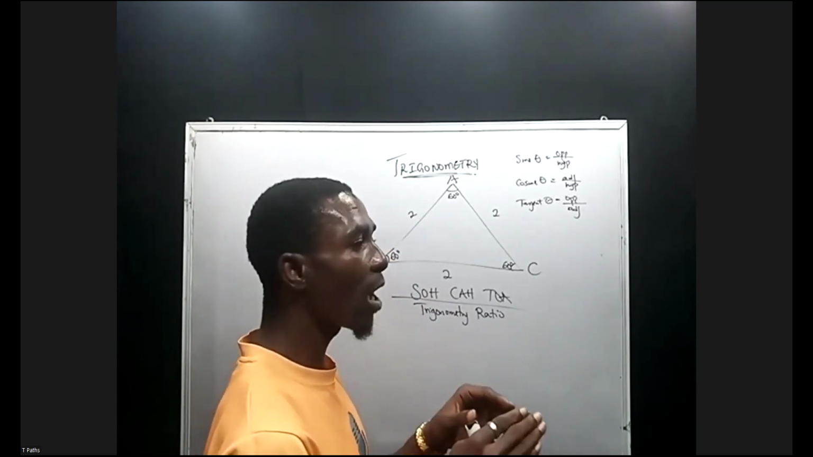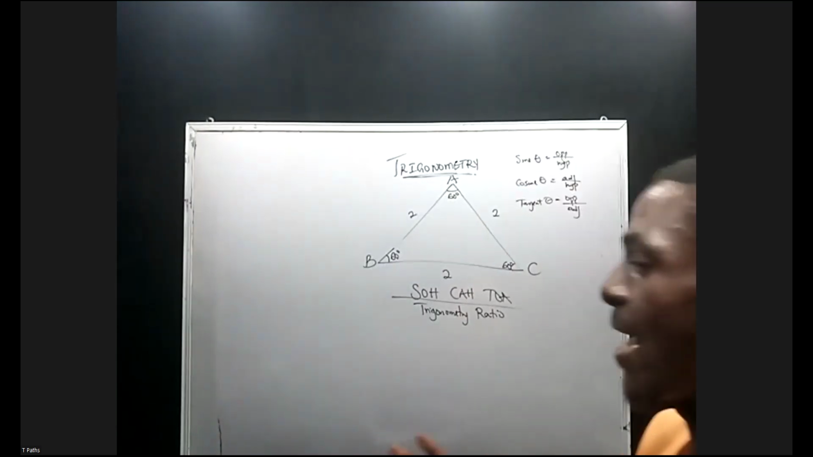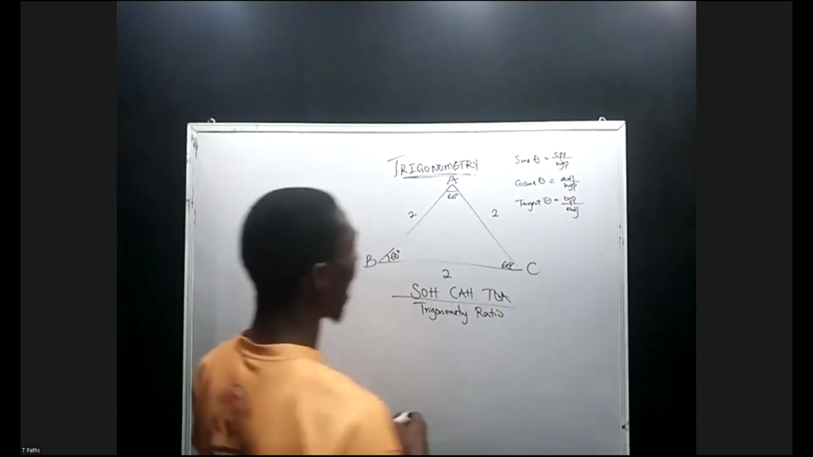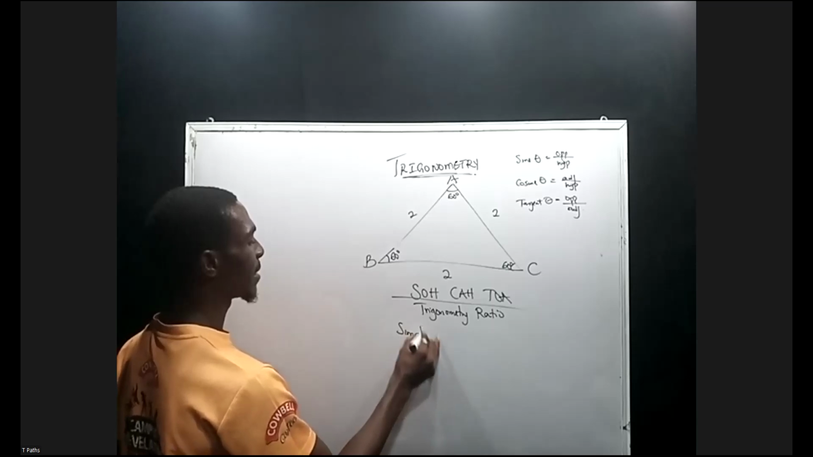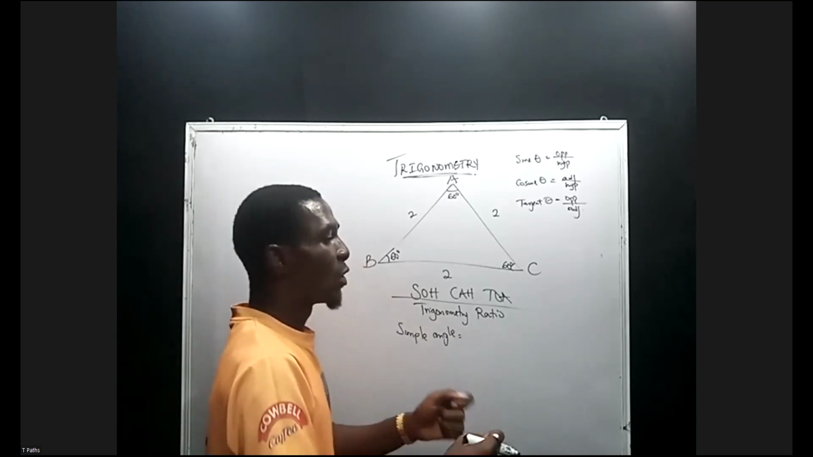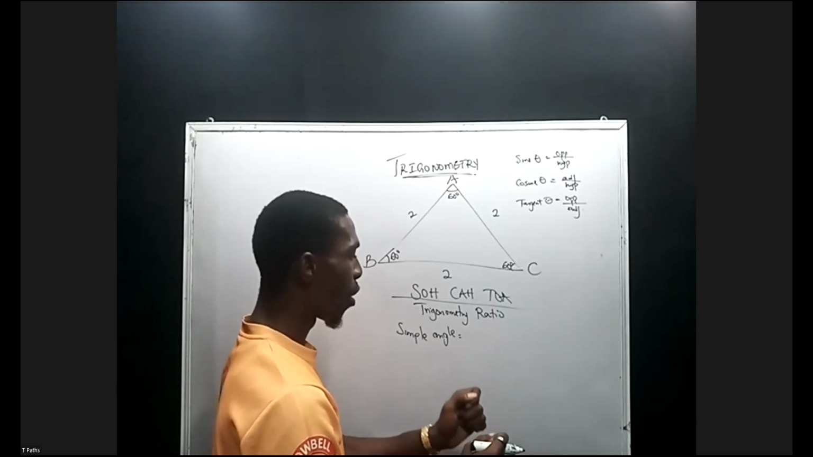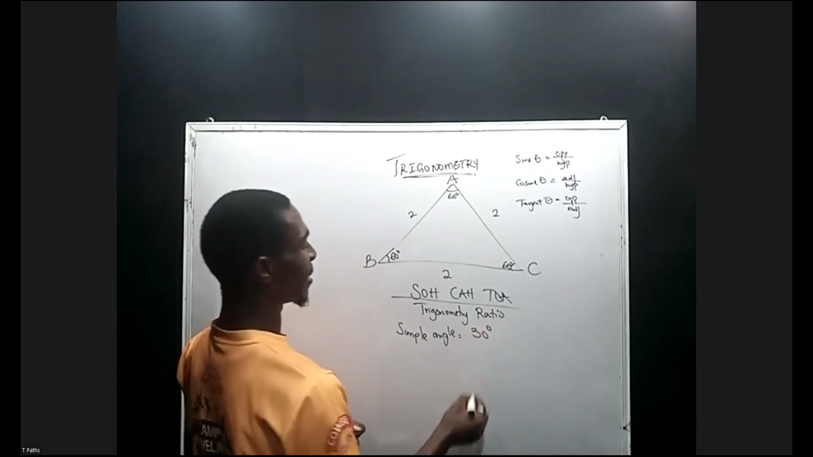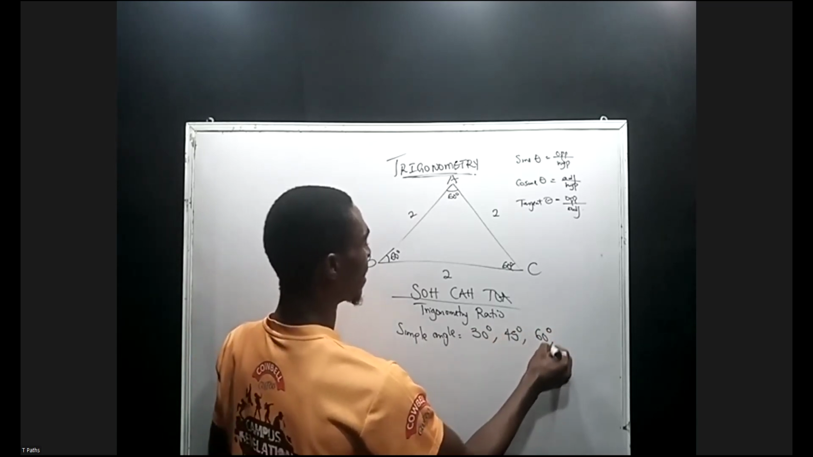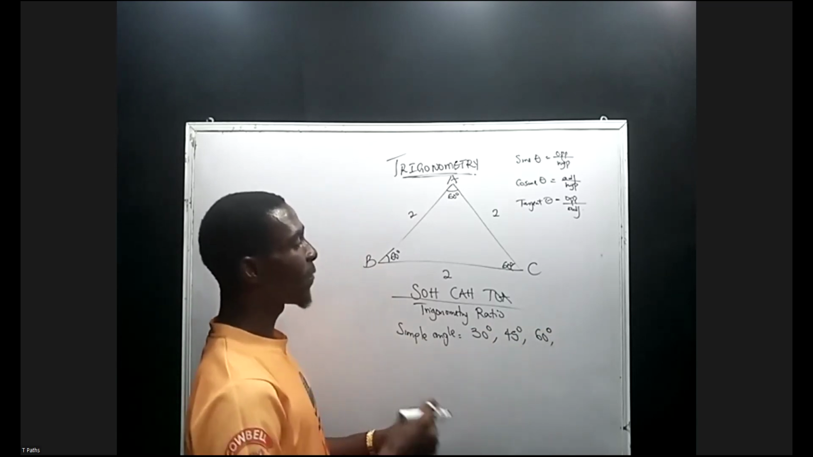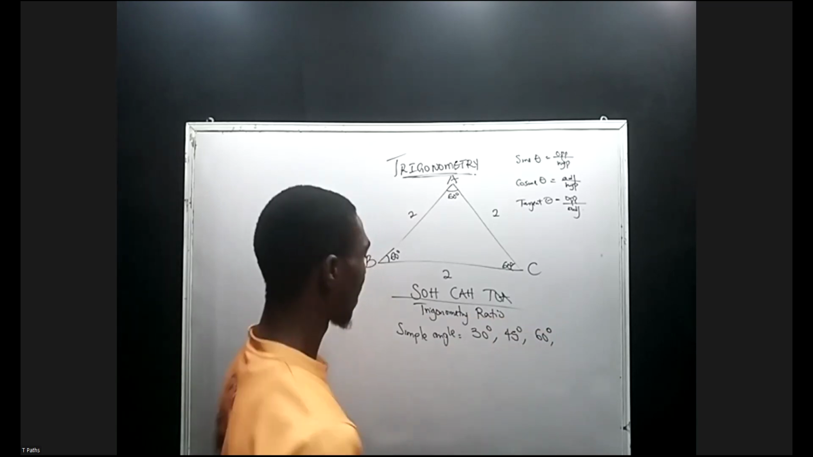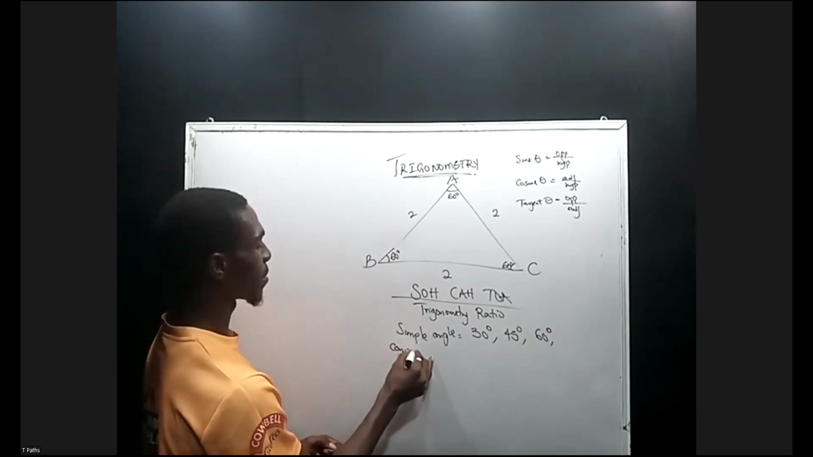Can you please repeat the simple angles? Okay, the simple angles that we have are angles that you can find with or without a calculator. They are angles like 30 degrees, 45 degrees, and 60 degrees. All these angles, you can find their trig ratios with or without a calculator. Are we there? Now, we have compound angles.